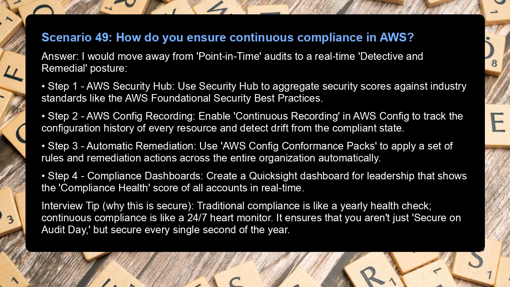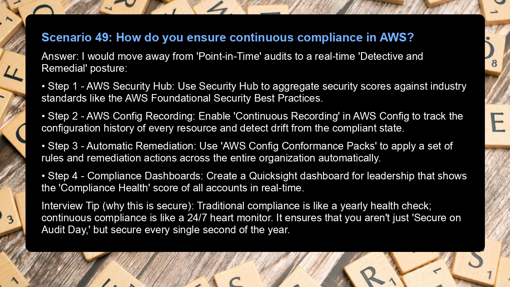Scenario 49. How do you ensure continuous compliance in AWS? Answer: I would move away from point-in-time audits to a real-time detective and remedial posture. Step 1. AWS Security Hub. Use Security Hub to aggregate security scores against industry standards like the AWS Foundational Security Best Practices.